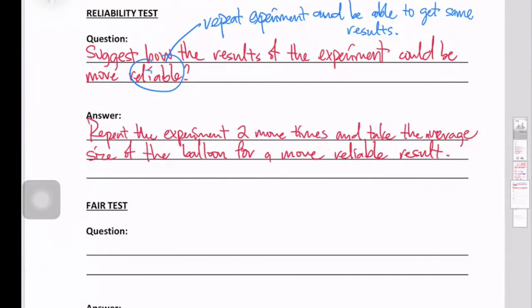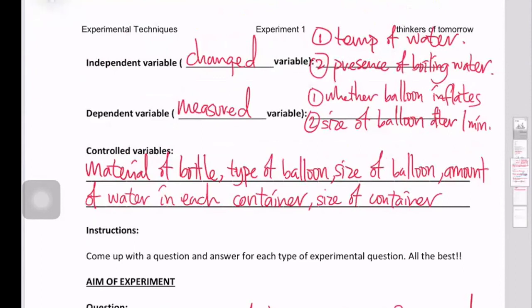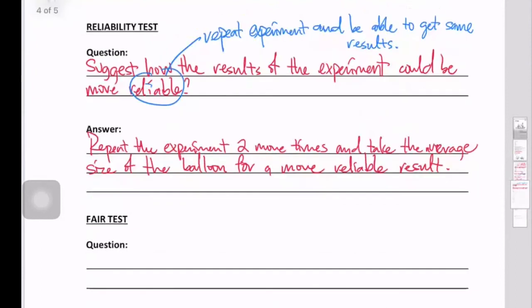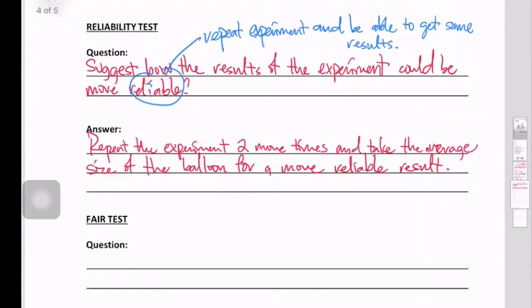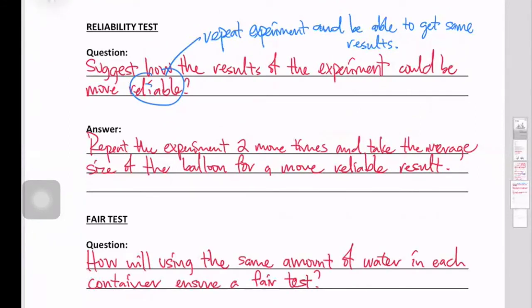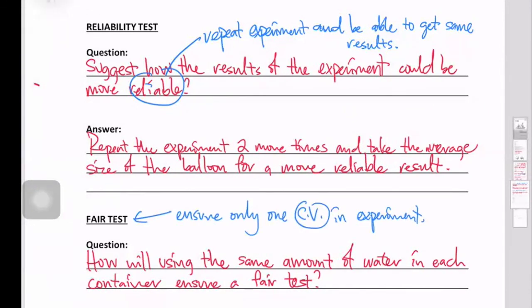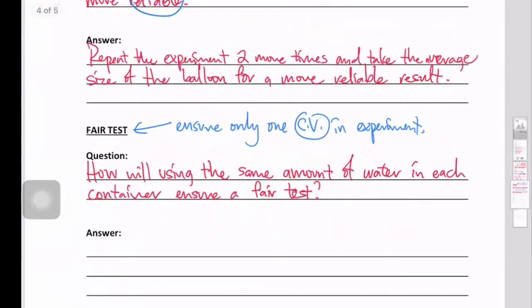Okay, so the next one will be a fair test question. For a fair test, you can use any of the control variables. I would prefer to use the amount of water in each container. So this will be the question that we would like to address. This is why a fair test is to ensure only one CV in the experiment. Okay, with that, we will go on to the next part, to answer the question.